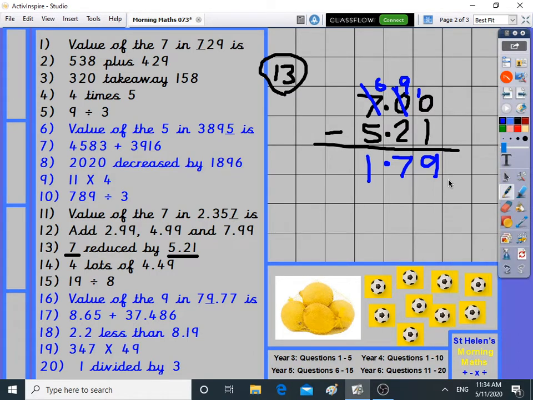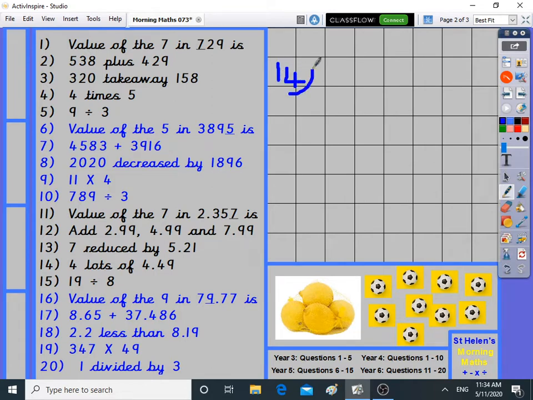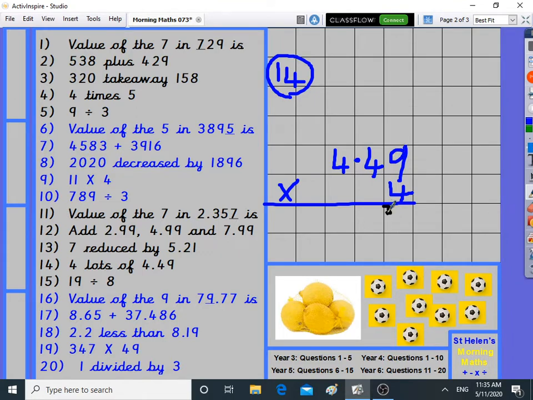Question 14 next. 4 lots of 449. Lots of means times. I'm going to put the most digits on the top. 449. I'm not lining it up correctly because with times, you don't really line things up correctly. I have to put the 4 over here. You line it up down the right when you do times, even when it's got decimals in, which you wouldn't do with any other sign. So let's do 4 times 9. 9, 18, 27, 36. That's 36. 4 times 4 is 16. Plus 3 is 19. 4 times 4 is 16. Plus 1 is 17.